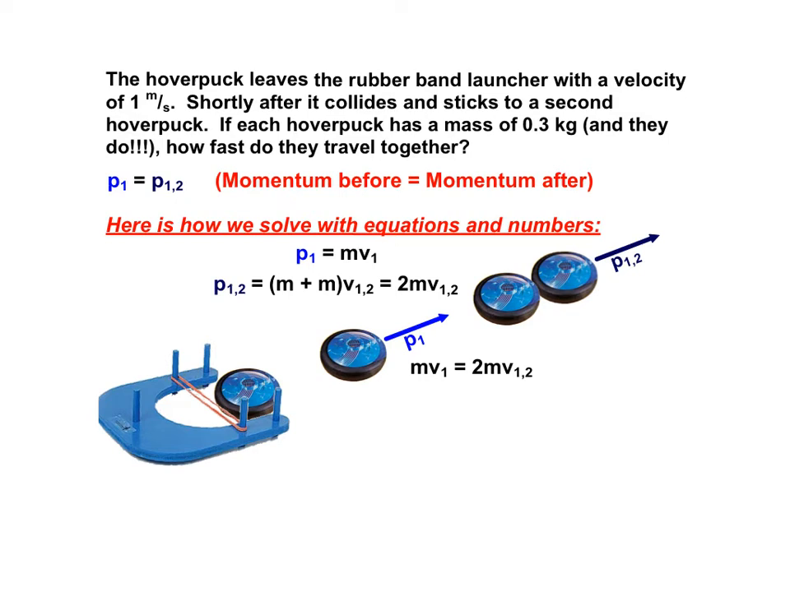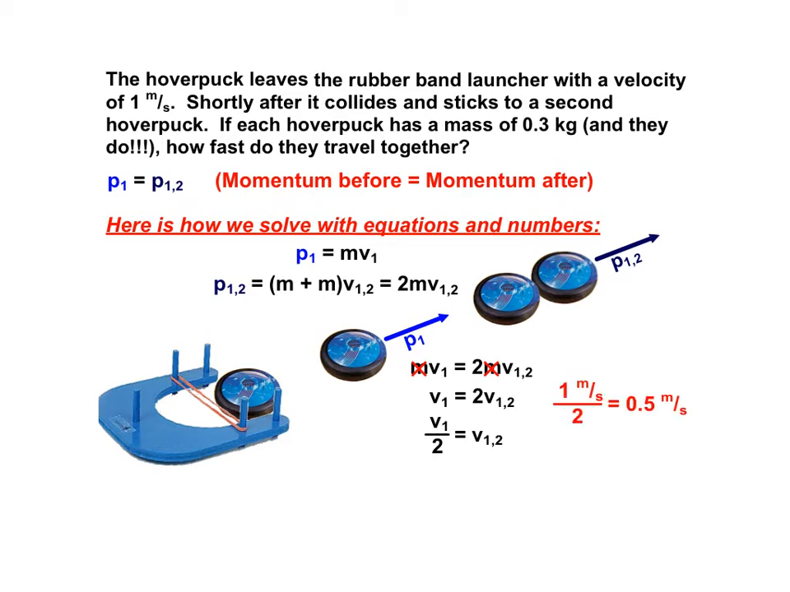And we set P before equal to P after and solve for what we initially were asked for, which is how fast do they travel together, in other words, V with the subscript 1, 2. The masses cancel out, we divide the 2 to the other side, and as we expected, we end up with V1 over 2, or V1 times a half, being the velocity of the combination after the collision.